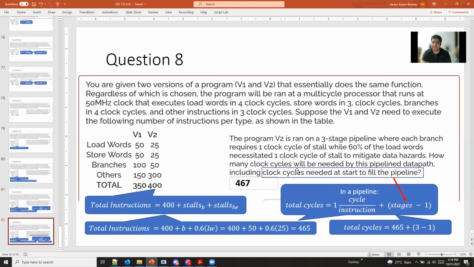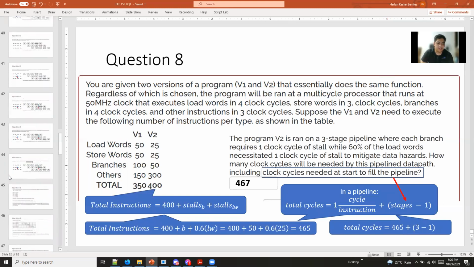So, regardless dun sa unang given na 4 per load word, 3 for store word, and 3 for other instructions, pag pumunta tayo to a pipeline na data path, hindi na nagmamatter yon. Kailangan na lang natin yung total instructions. Since yung total instructions natin dumagdag dahil doon sa mga stall para sa branch at saka sa load word, idadagdag lang natin dun sa count. And ayun, kaya punta sa 465 plus yung pag-fill up ng pipeline, which is yung number of stages, 3 minus 1. So yun lang yung aking mga pin-prepare na questions.